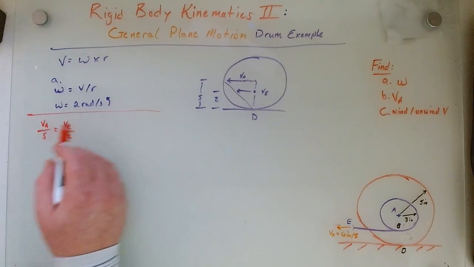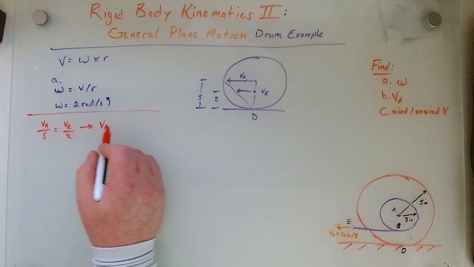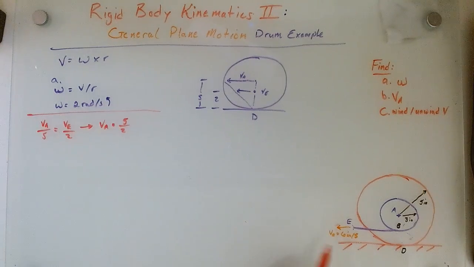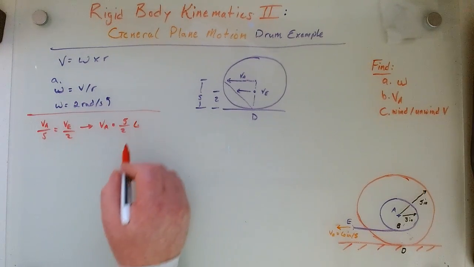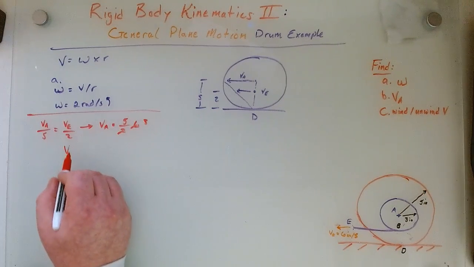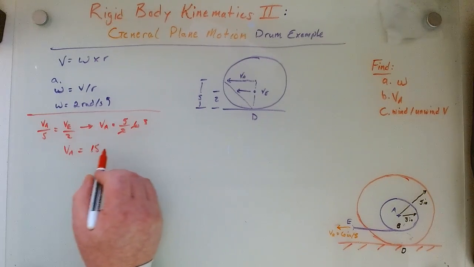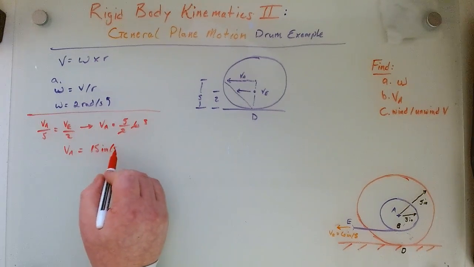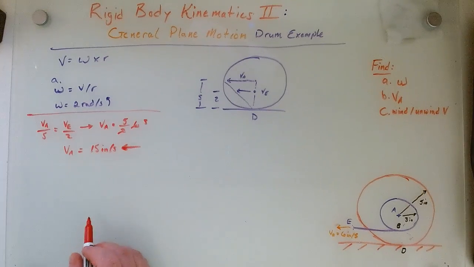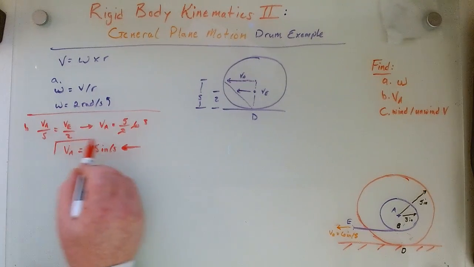All right, so this gives us VA is equal to 5 halves. And what is VE? VE is 6, right? So 5 halves of 6, so this reduces to 3, and then we get that VA is equal to 15 inches per second. And that is going in this direction. Okay, all right, so this is B, and we can circle this.